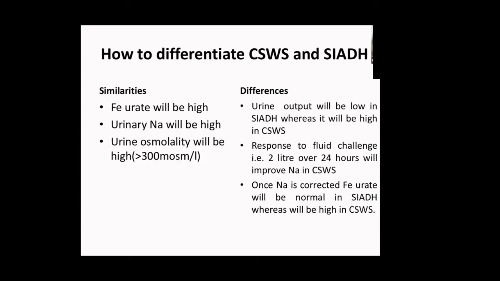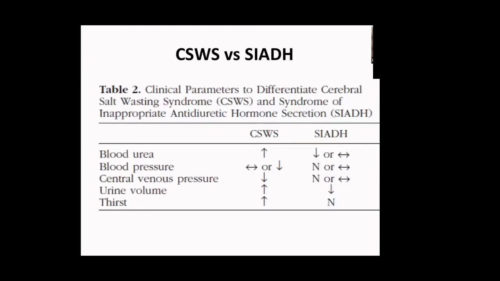Another test is FE urate. FE urate will be high in both conditions. After correcting sodium, if it is salt wasting syndrome, the FE urate will become normal. If the FE urate remains high, it goes in favor of SIADH.